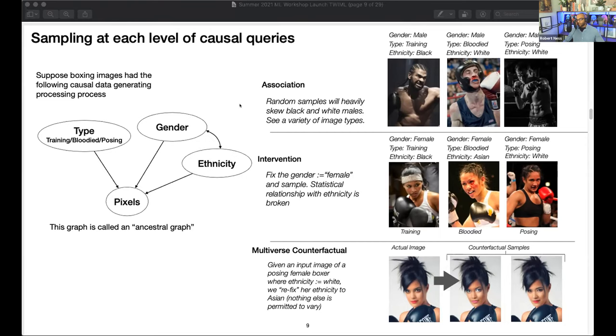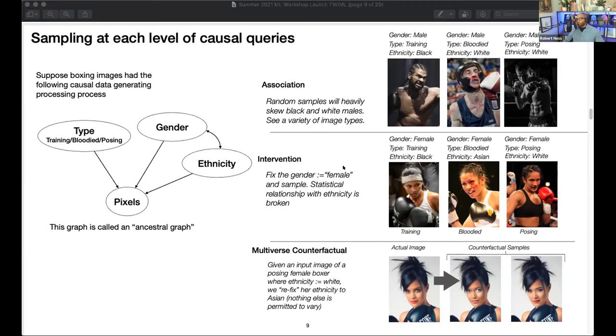So there are some kind of causal processes affecting which genders decide to be boxers, and how members of different ethnicities end up being boxers. We're modeling that with this kind of causal process. In the association case, imagine we're just generating from this system, like a GAN. If we just let it generate, the images are mostly going to be men, because most boxers tend to be men. If we count up all the boxers in the world, it's going to skew male.